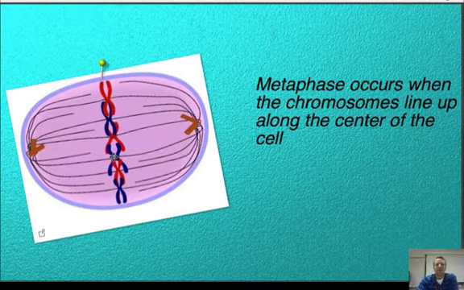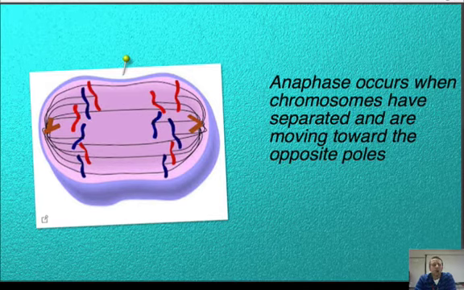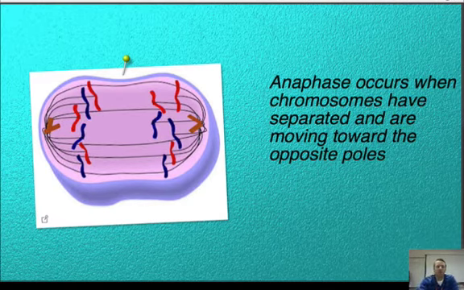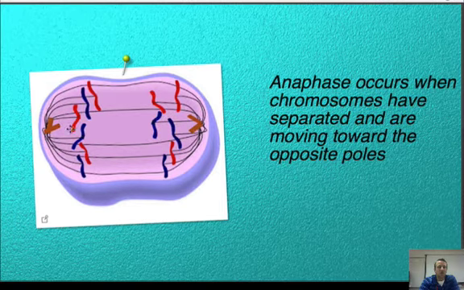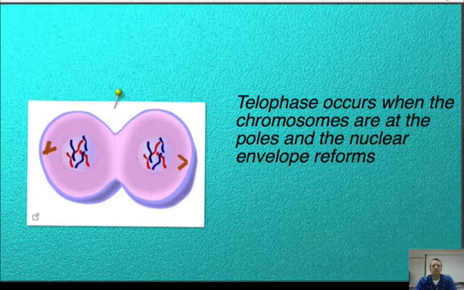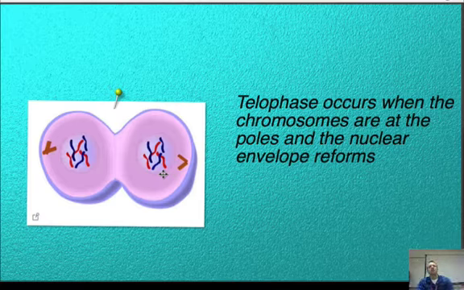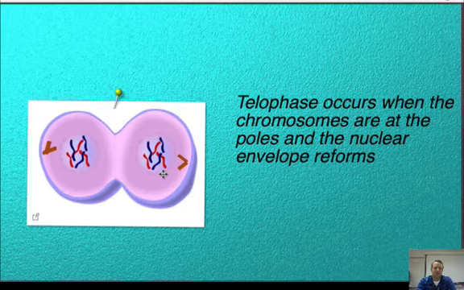The next one we're going to be looking at is anaphase. Anaphase occurs when chromosomes have separated and are moving towards the opposite poles. They were lined up along the middle in metaphase, but now in anaphase, they're being pulled apart from each other, moving towards these opposite poles, as you see in that picture. All right, so now we're moving towards the end in telophase. Telophase occurs when the chromosomes are at the poles and the nuclear envelope reforms. You see how the nuclear envelope is reforming, and the cell is almost divided into two. And that brings us to that last phase, cytokinesis.